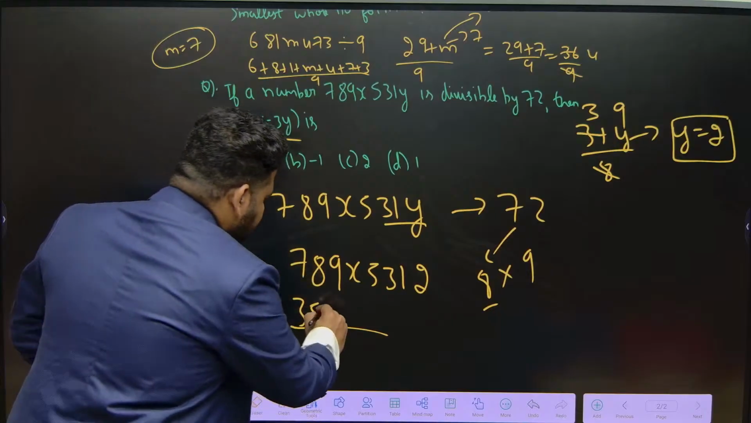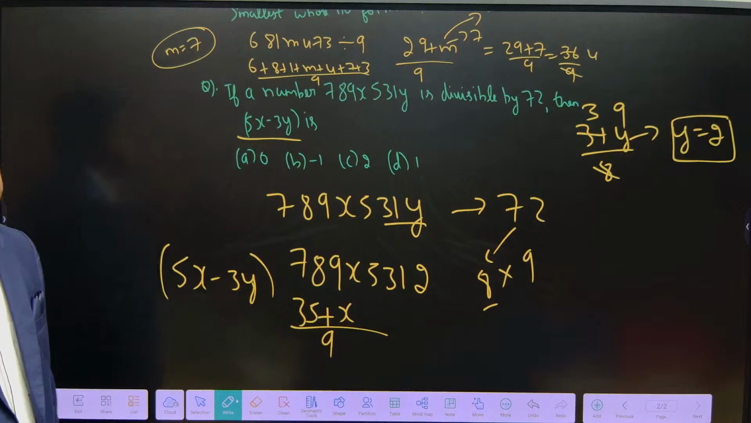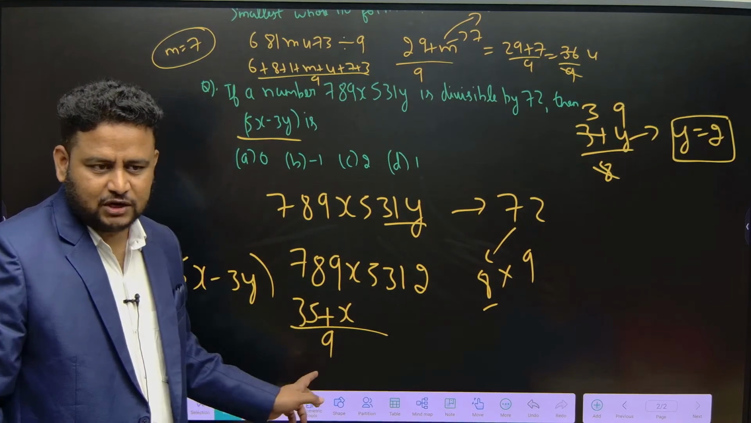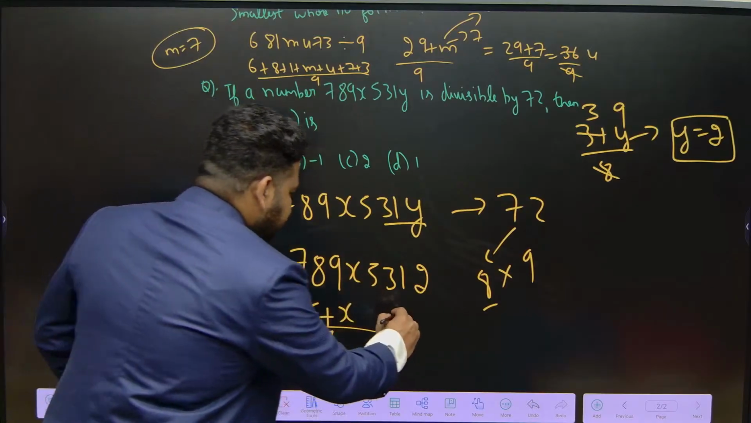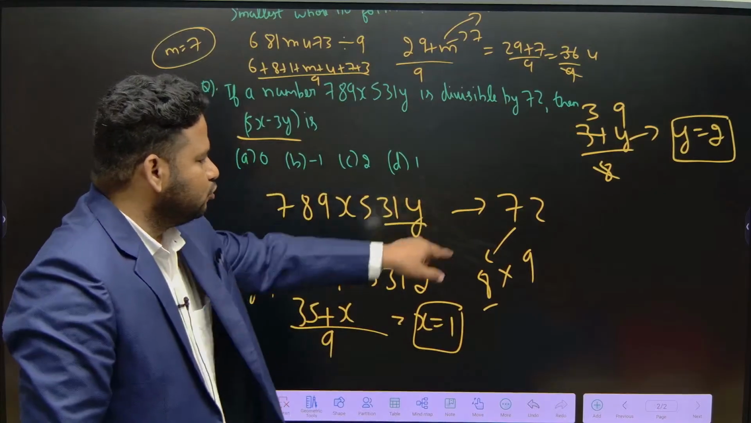35 plus what is it? x is divisible by 9. So what x value should I put? 1, correct? Because 36 will be divisible by 9. That is possible only when x value is 1. So we will take x is equal to 1. So what we got? y is equal to 2, x is equal to 1.